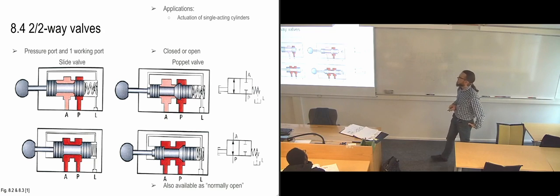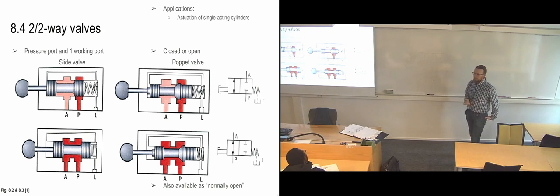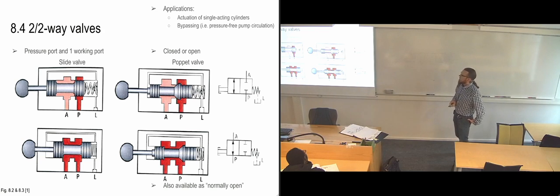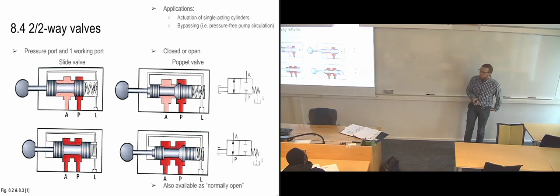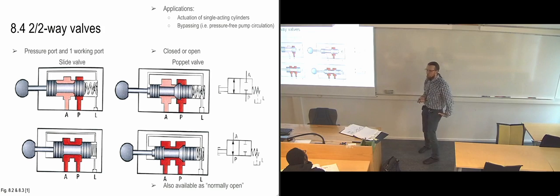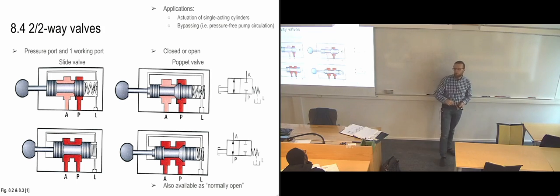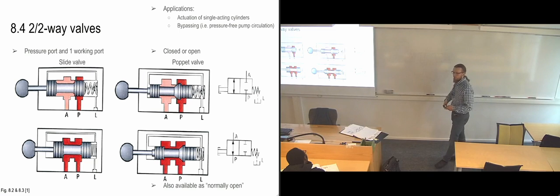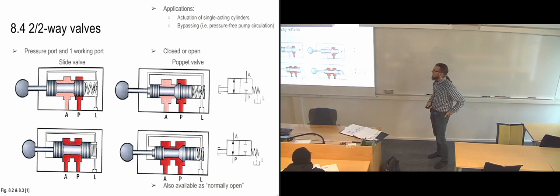These are used for single acting cylinders, as I mentioned a bit earlier, but also for bypassing. So for example, if you have a bypass filter that you don't necessarily use all the time, you can just go in and manually run a certain amount of fluid through the bypass filter if you want to.